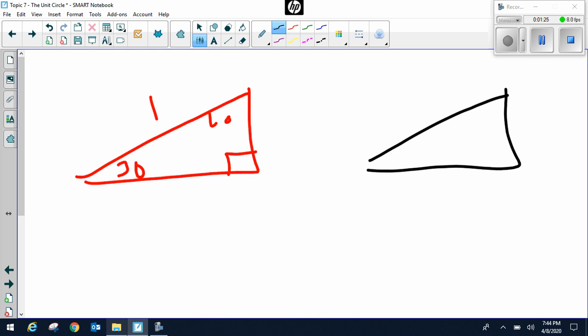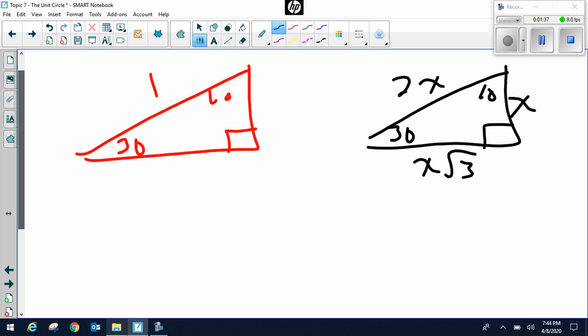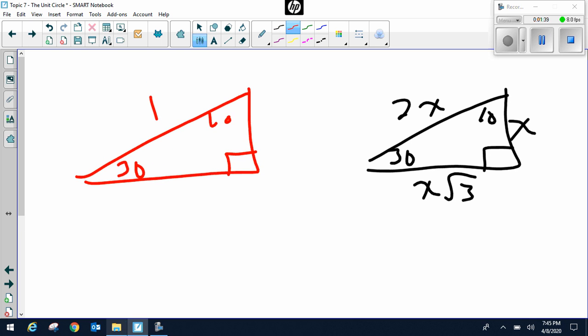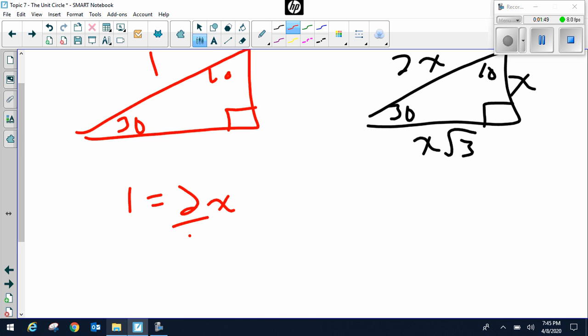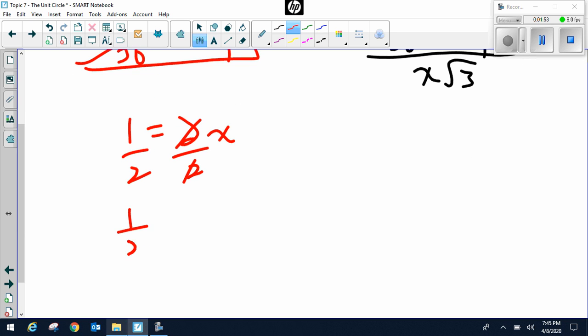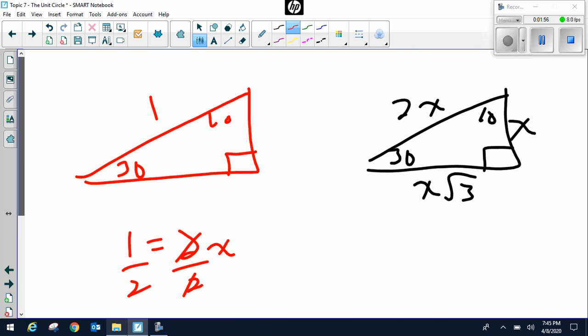So in a regular 30, 60, 90 right triangle, remember the short side is always your x. The long side is always x times the square root of 3, and the hypotenuse is equal to 2x. So based on this information, we can figure out the rest of the triangle here. Because we know that 1 is the same as 2x, which means when you divide by 2, x would be 1/2. Well, according to this, the 1/2 goes opposite 30, so it would go there.